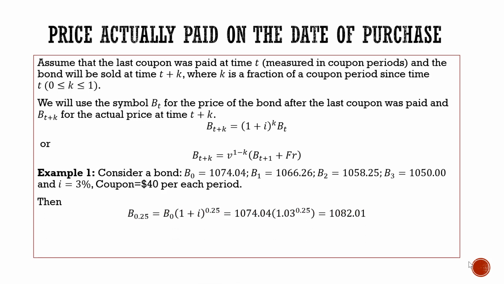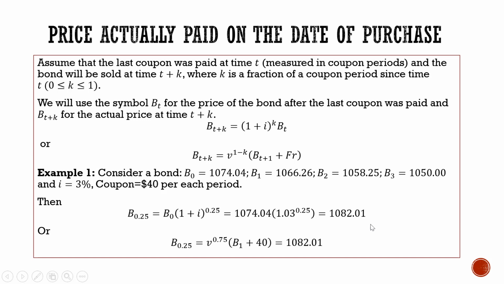Then the bond price at time 0.25 is calculated by the bond price at time 0 times (1 plus i) to the k, which is 0.25. So the bond price at time 0.25 is 1082.01. Or we can look at the bond price after the first coupon date. So the bond price at time 0.25 is the bond price at time 1 plus 40 times v to the 0.75, and we got 1082.01, the same answer.